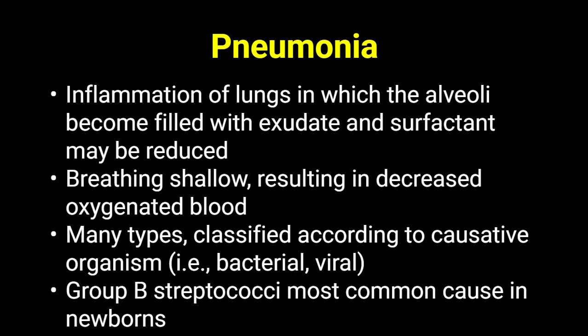Pneumonia is inflammation of the lungs in which the alveoli become filled with exudate, and surfactant may be reduced. Breathing becomes shallow, resulting in decreased oxygenated blood. There are many types classified by causative organism, bacterial or viral. Here's an important age-related distinction. Group B streptococci is the most common cause in newborns. Chlamydia is the most common cause in infants 3 weeks to 3 months of age. This age-specific etiology is important for treatment decisions.